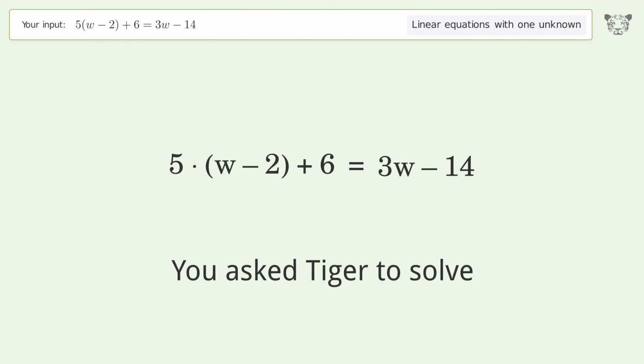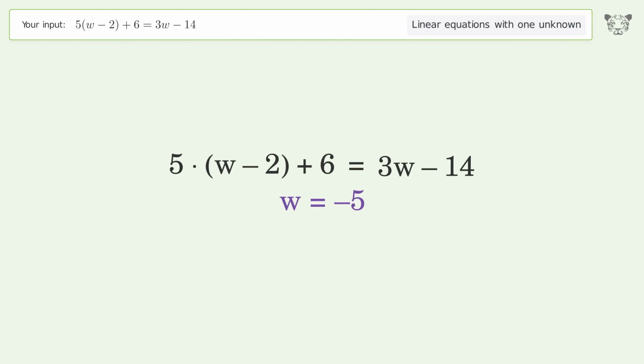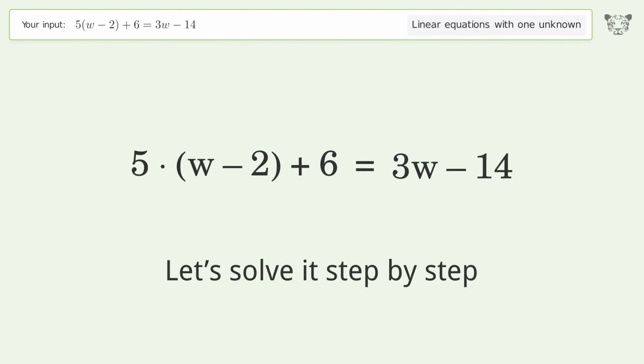You ask Tiger to solve. This deals with linear equations with one unknown. The final result is w equals -5. Let's solve it step by step.